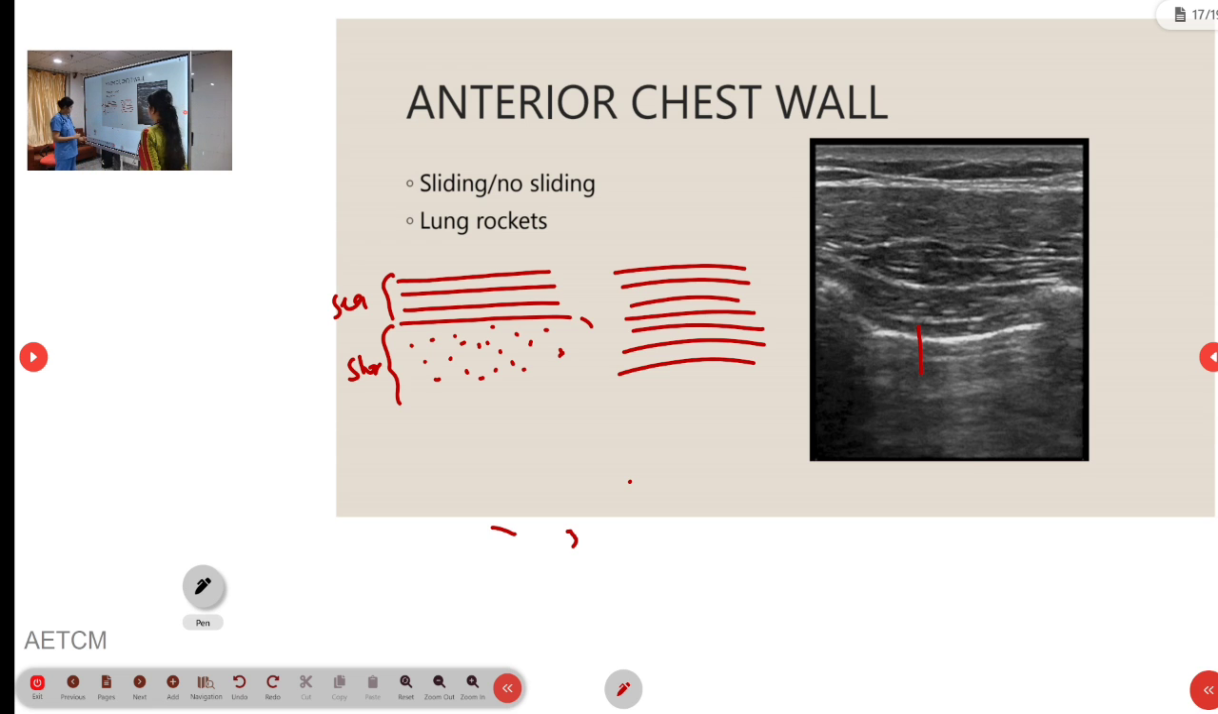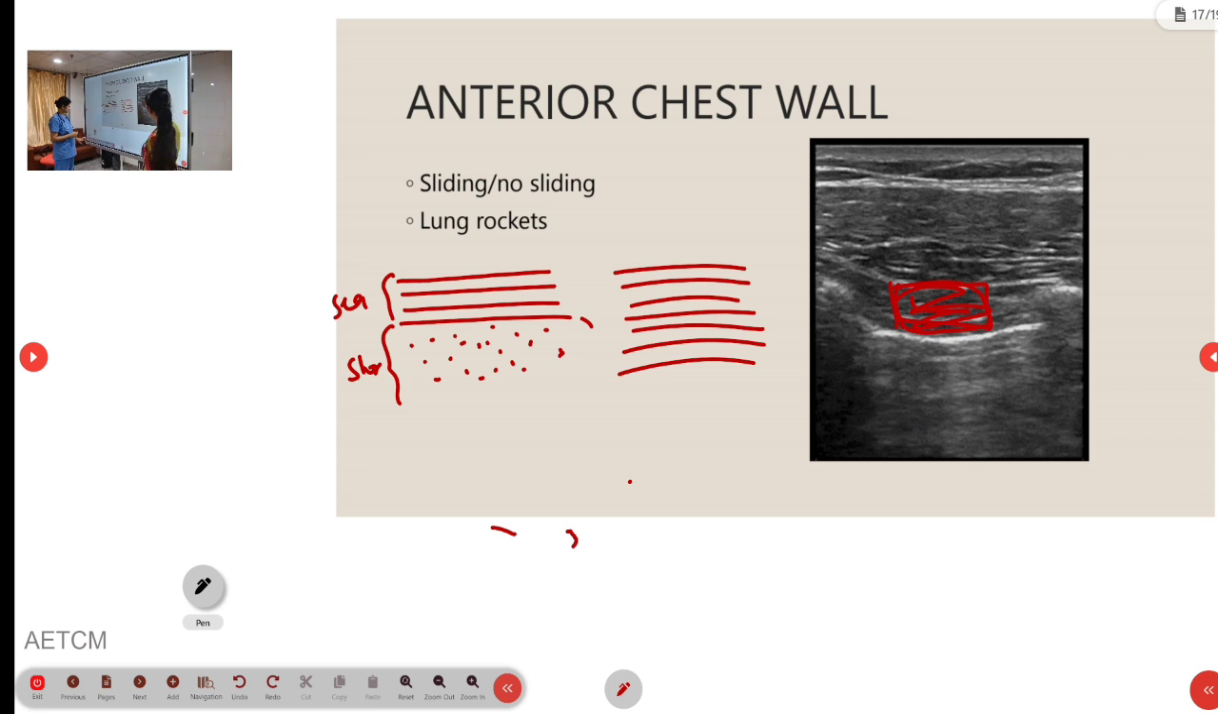Okay. If we don't have a curved probe and we are looking with the straight probe, and if there is an effusion, you will see this black fluid over this area, between the lung and the intercostal muscle. That is called the quad sign. It will look like a quadrangle.